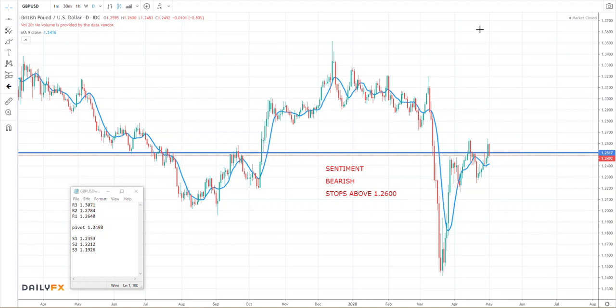This is your weekly analysis for the pound dollar. So the Great British Pound versus the US dollar. The date is May 3rd, 2020, 11:40 a.m. Eastern Standard Time here in the US.